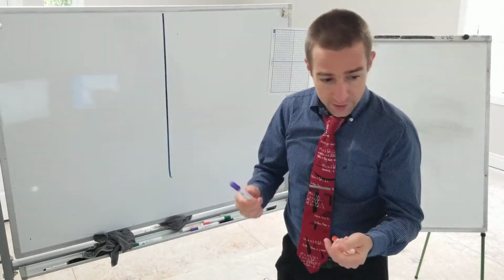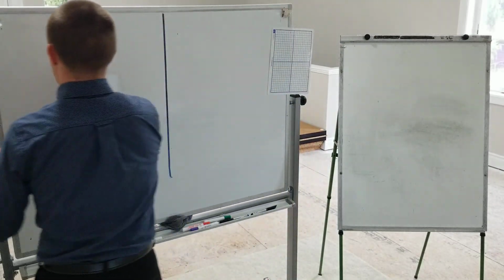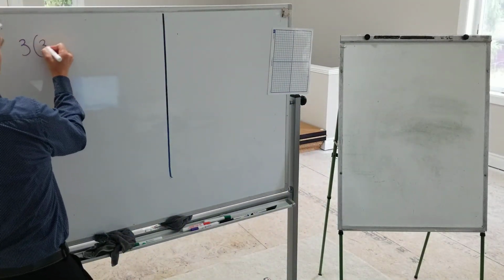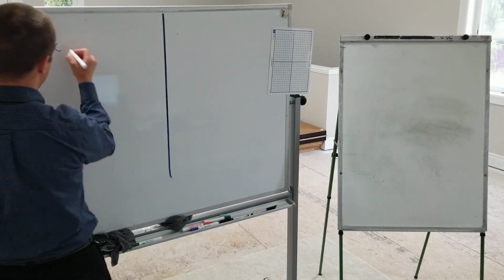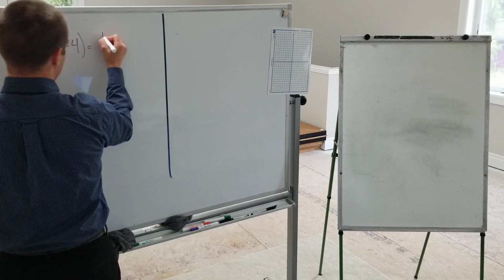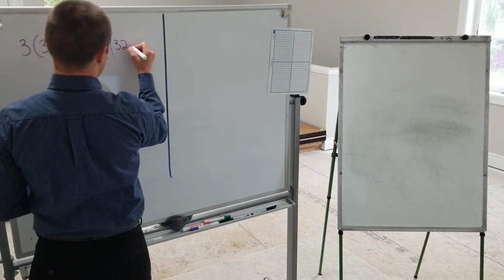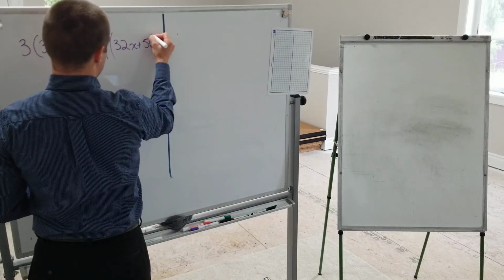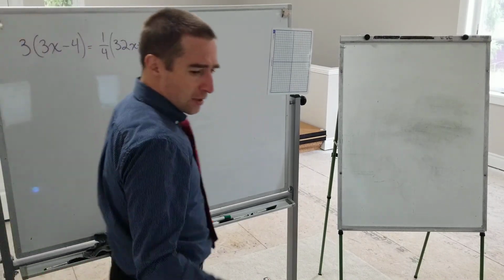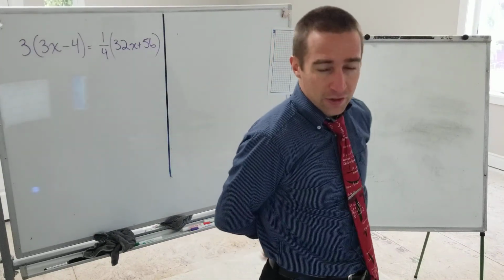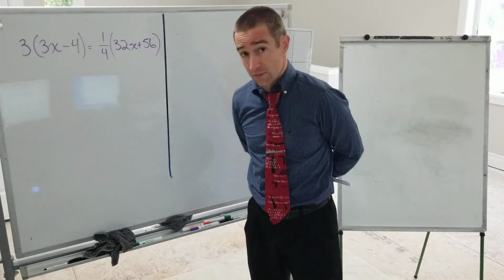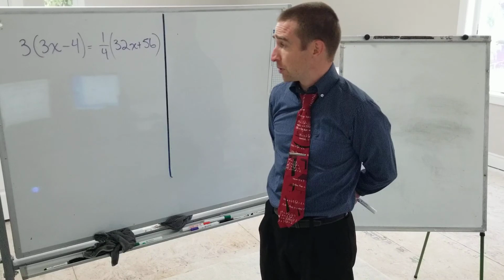All right, let's do another example. So here we have 3 times (3x minus 4) equals 1/4 times (32x plus 56). What I want you to do is think to yourself, what do you think a good first step would be? Go ahead, just say it to your computer.